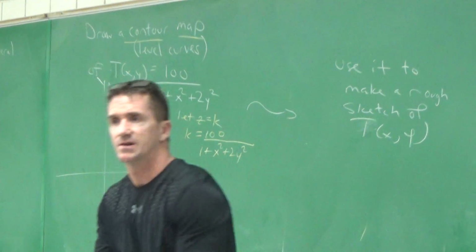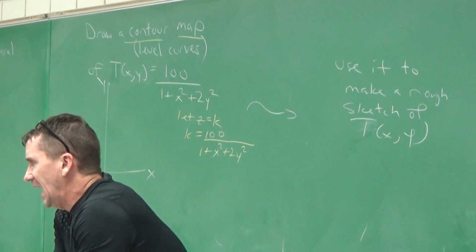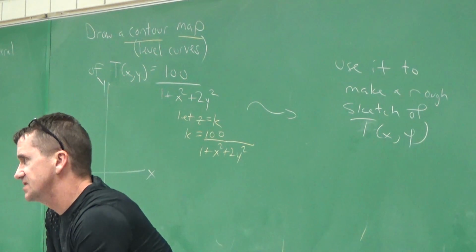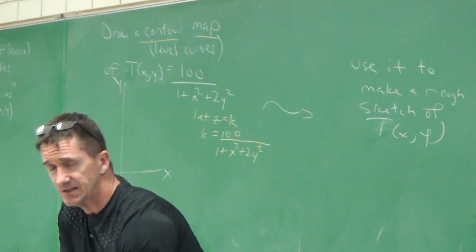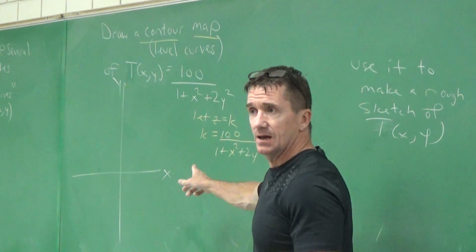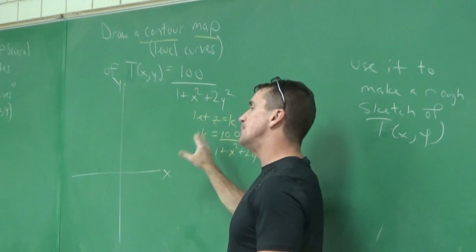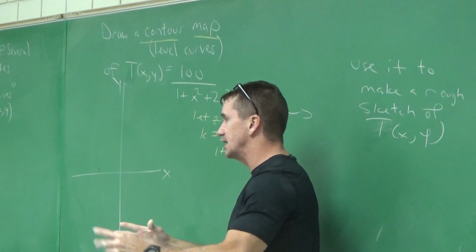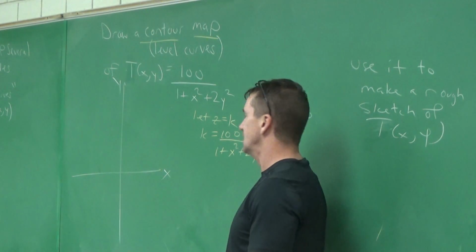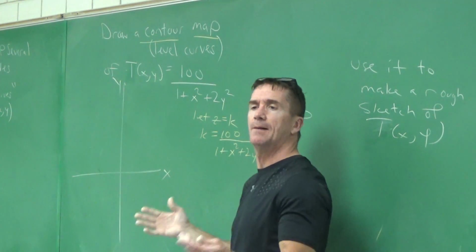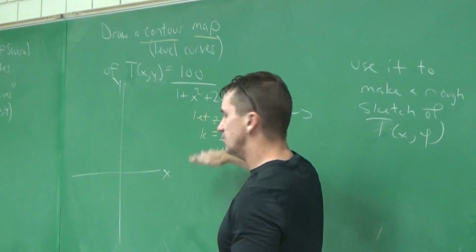Here's my recommendation though. I didn't write it on the board, but step 2: take this equation and manipulate it to your liking, and then pick k values. See, if I start picking k values now, I don't know what that really looks like in the XY plane. It looks complicated to me. But can you rearrange this?